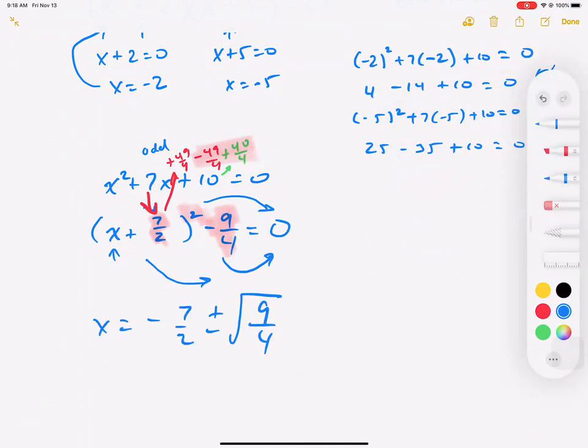How do I get 40 over 4? I need to somehow combine the leftovers, which is negative 49 over 4 and 10. But 10 isn't a fraction, so we change it to a fraction. So common denominator. The denominator I need is a 4. So 10 times 4 is 40 over 4. I made a change.